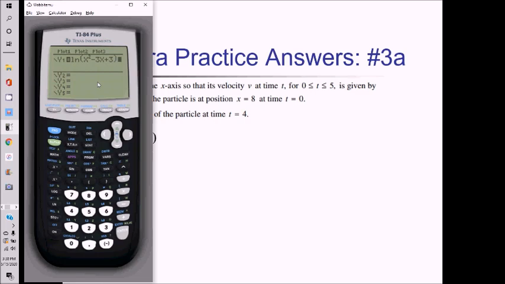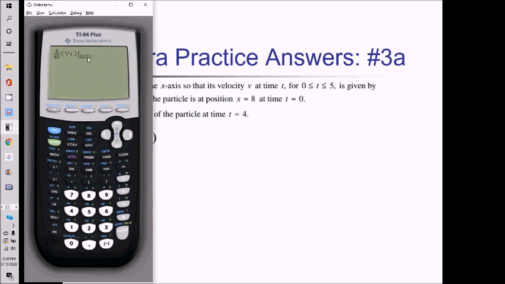So here I am on the calculator. I've plugged my velocity function into y1 in the y equals. Let me quit out of there now, and I'm just going to take the derivative at 4. So math 8, and then we're going to do dx down there. I'm going to do alpha trace y1 because that's where I stored my velocity function.